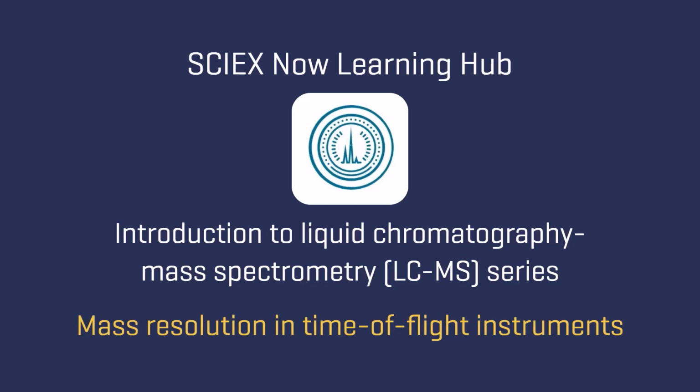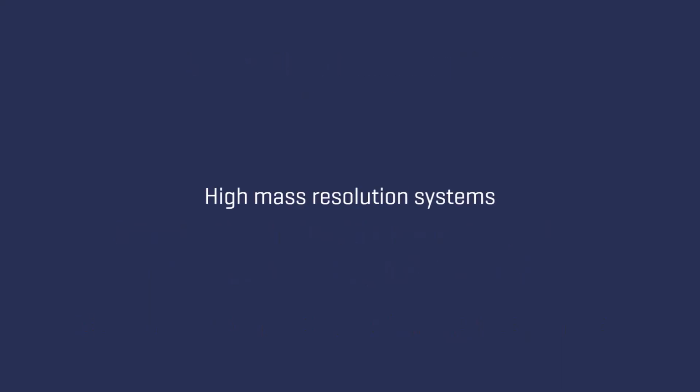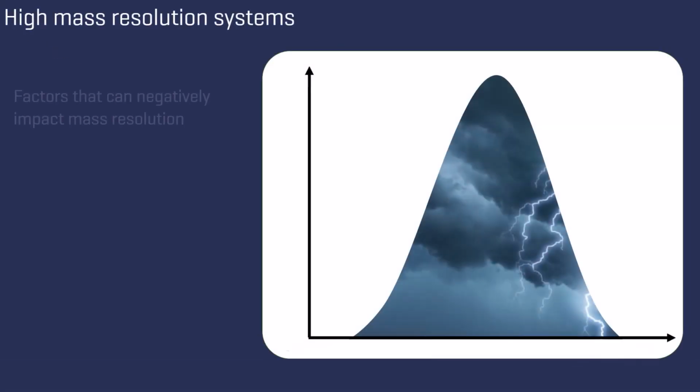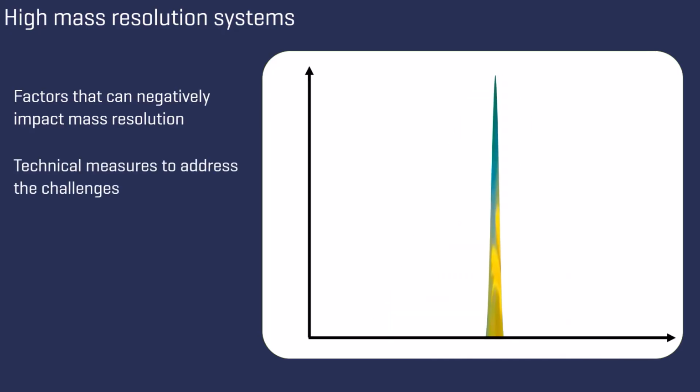In this episode, we will talk about what affects mass resolution in time-of-flight instruments. We will first examine what factors can negatively impact mass resolution in time-of-flight mass spectrometers. Then we will discuss technical measures to address these challenges, ensuring that you can rely on excellent mass resolution in your instrument.